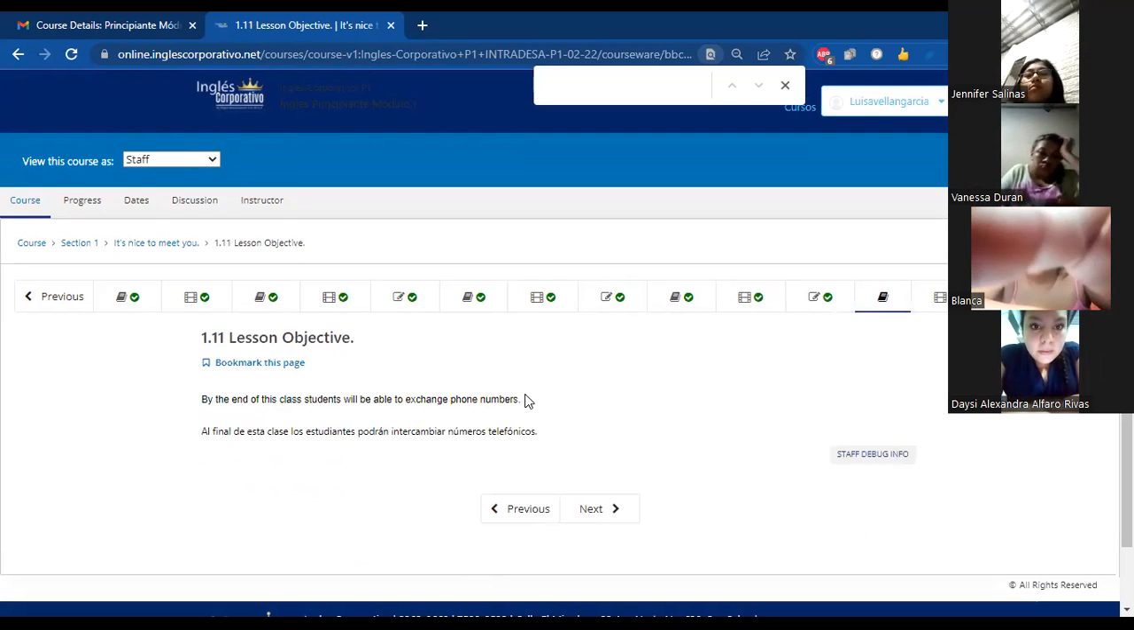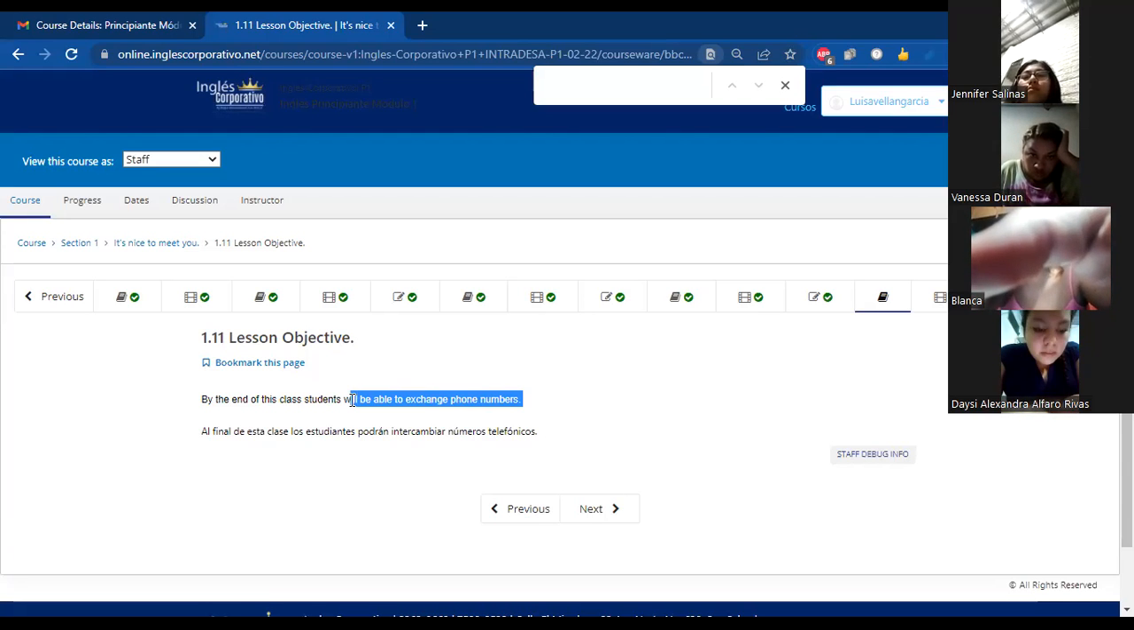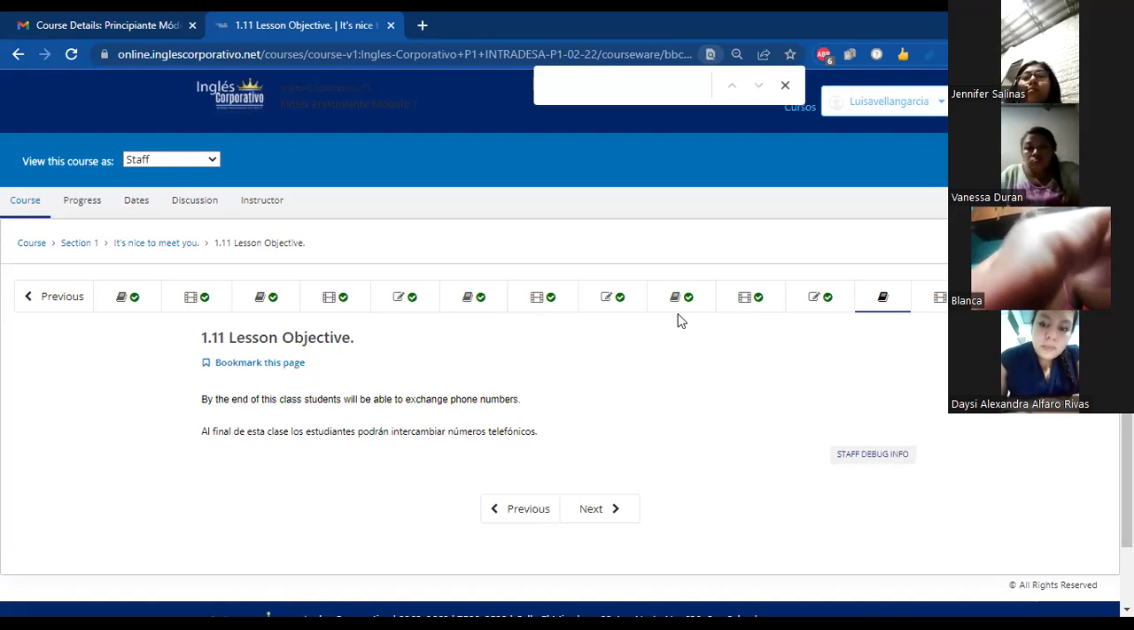The next one that we're going to use is phone numbers. Now we're gonna practice with the numbers. Okay, with the numbers. We'll be able to change phone numbers.